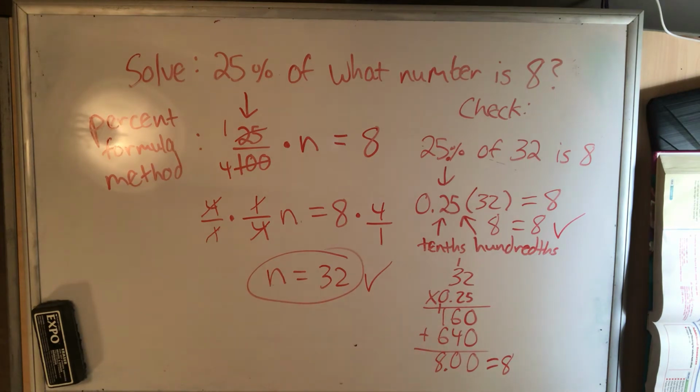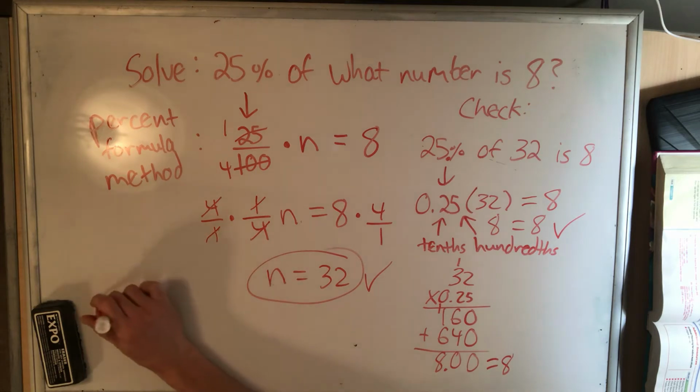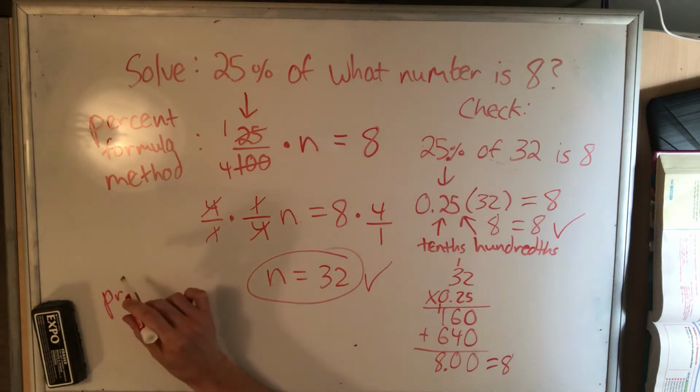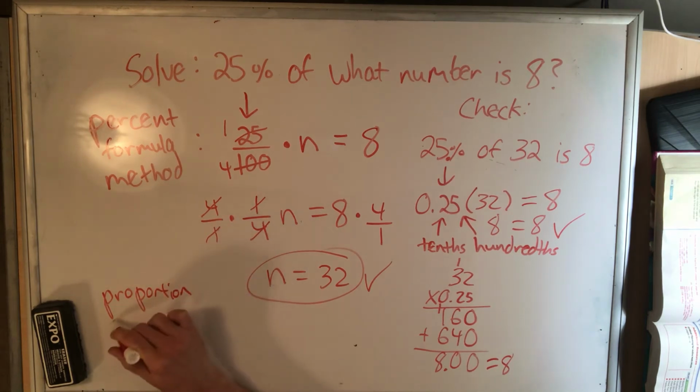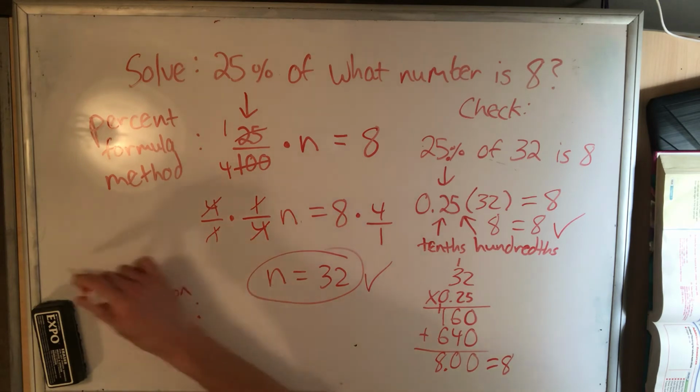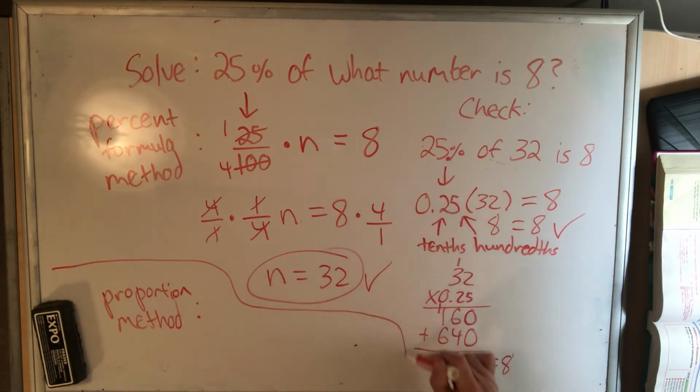Now let's use the proportion method to practice that. The proportion method is setting up 2 equal ratios, or 2 equal fractions in other words.